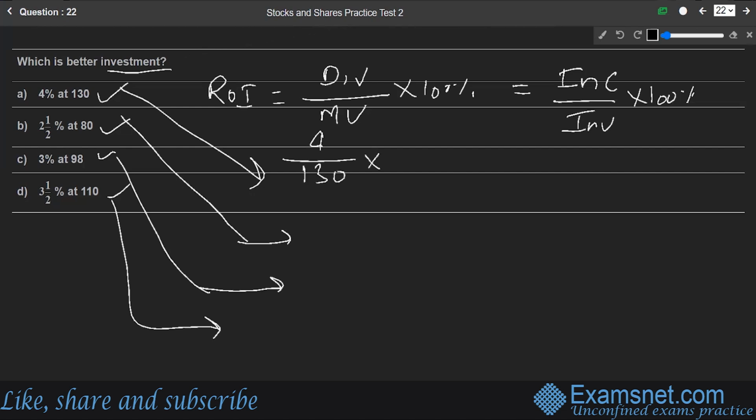So 4 by 13 into 100%. This is the first thing. If we calculate precisely, this becomes 3 1 by 13%. This is the first scheme's rate of interest that we get.